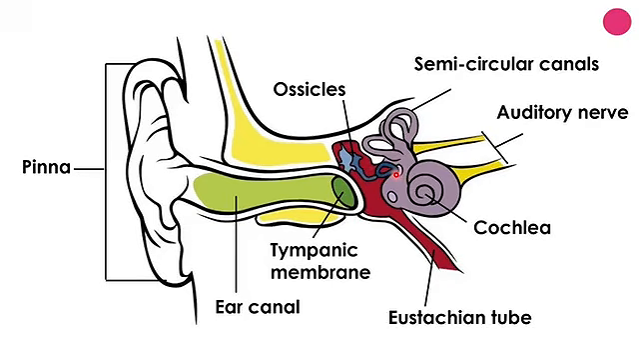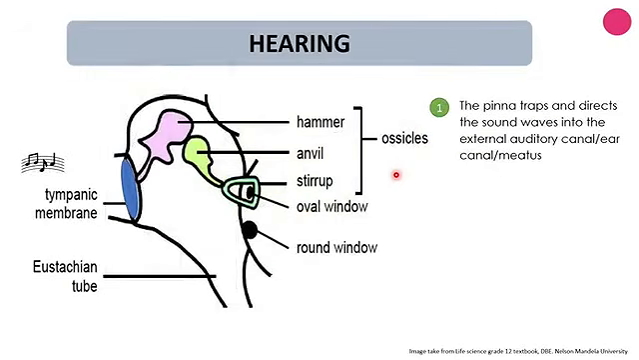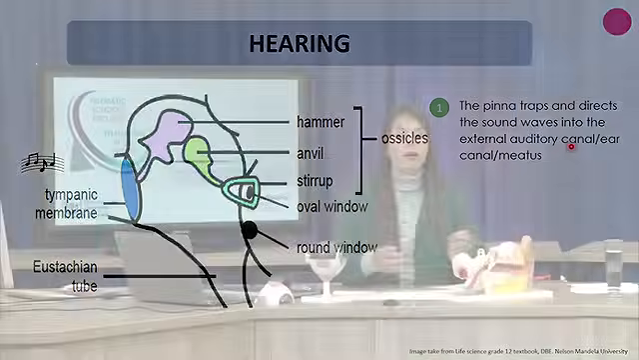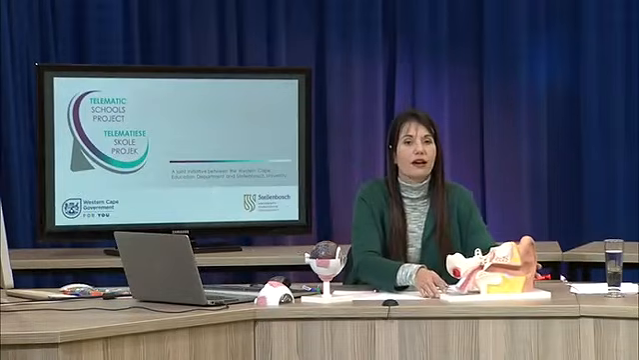Now how do we hear? Let's first start with hearing. So there is sound. Remember, sound is a wave, and the pinna traps it and directs the sound waves into the external auditory channel. All right, so let's quickly look at my model that I brought here.